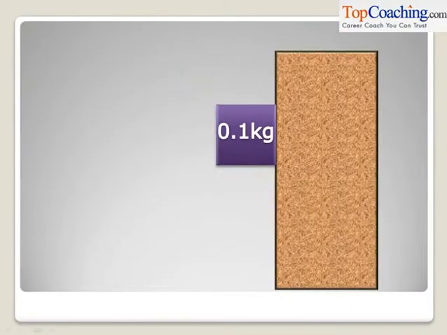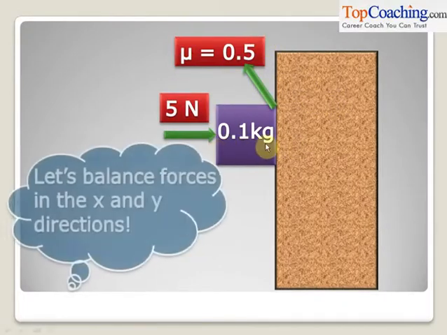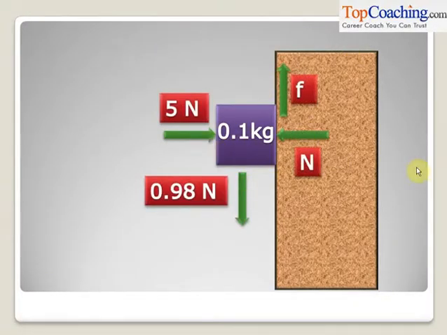Let's find out. There is this block of mass 0.1 kg that is pressed against a wall. Mu is 0.5 between these surfaces. A force of 5 Newton is being applied on the block. What is the magnitude of frictional force acting on the block? Let's balance the forces in the x and y directions. The force in the x direction is 5 Newton towards the right and the normal reaction towards the left. The friction force is acting upwards and the gravitational force is acting downwards. It is equal to 0.1 into 9.8 meter per second square, that is 0.98 Newton.